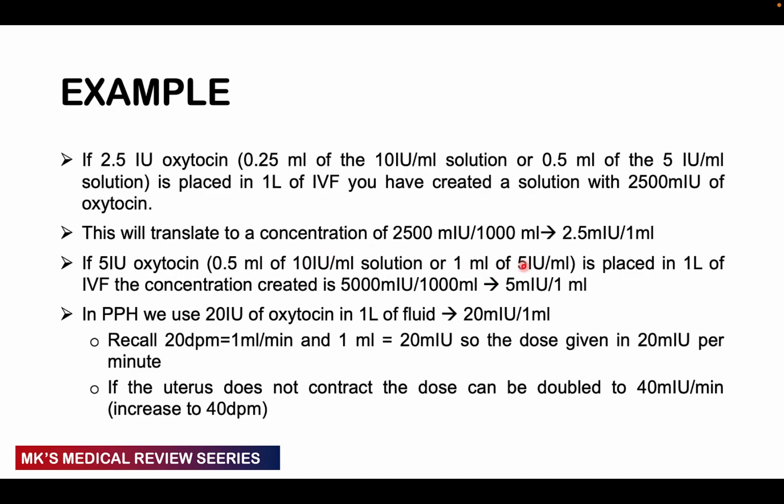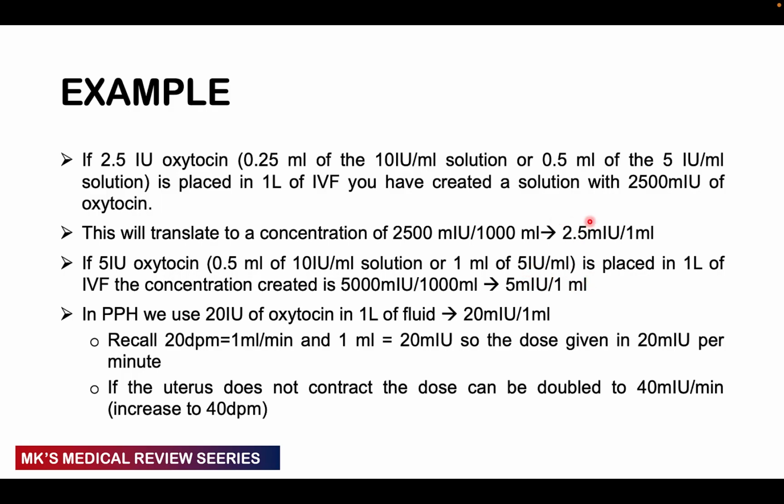Then of course, if you have one that has 5 international units per ml, we can get the whole ml. If we get this fluid, which is the 5 international units of oxytocin, and we place it in 1 liter of IV fluid, it means that we're going to have 5,000 milli international units per 1,000 mls. And if we reduce this by dividing by 1,000 on both sides, we're going to have 5 milli international units in 1 ml of solution.